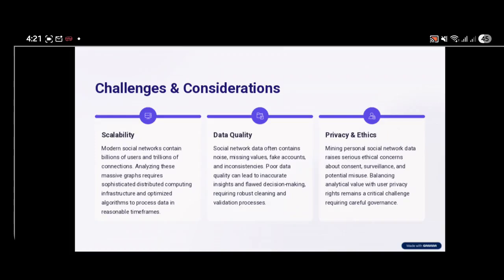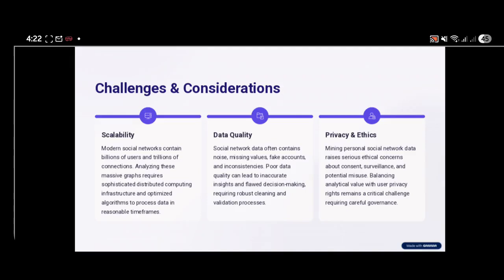Okay, now let's talk about challenges and considerations. Now, as powerful as this field is, it is not without its very significant challenges. The first is scalability. Modern social networks are enormous. With billions of users and trillions of connections, analyzing a graph of this size is a massive computational hurdle that requires sophisticated distributed computing and highly optimized algorithms.